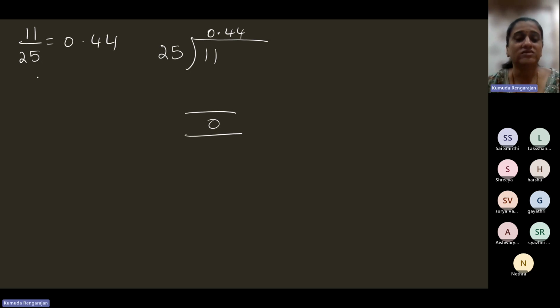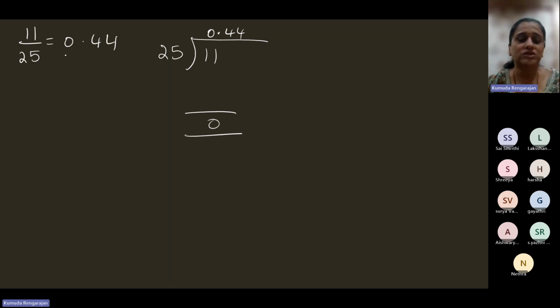11 by 25 is a rational number because the numerator 11 is an integer. The denominator 25 is also an integer. Now the rational number 11 by 25 is in the simplest form because the HCF of the numerator 11 and the denominator 25 is 1. The HCF of the numerator and denominator is 1. That means the rational number is in the simplest form. You cannot simplify it any further.